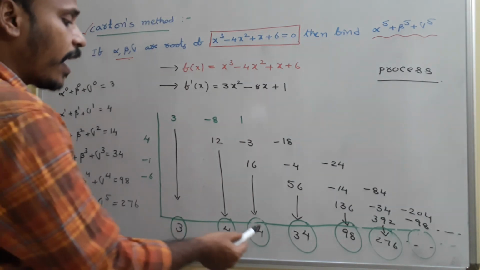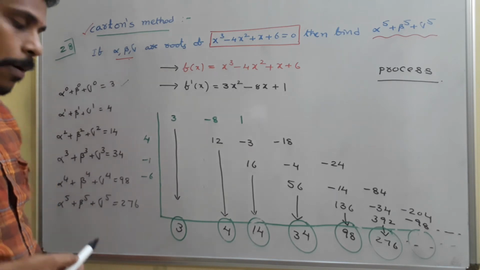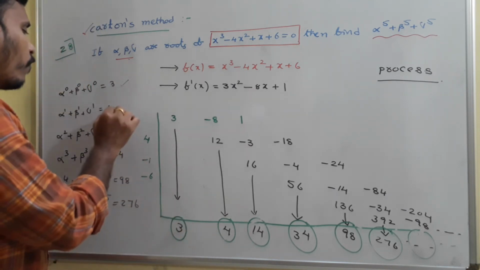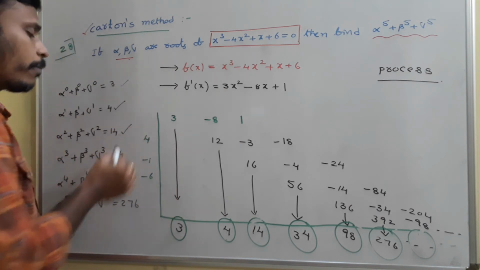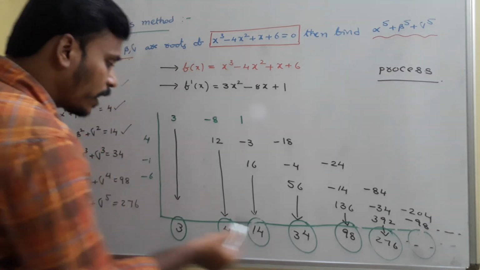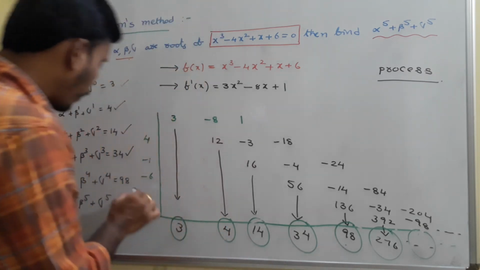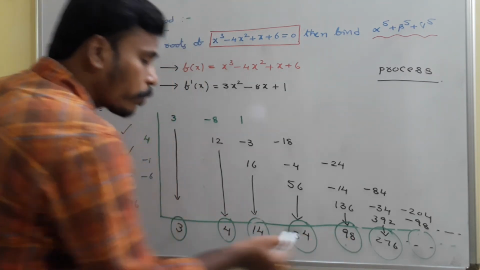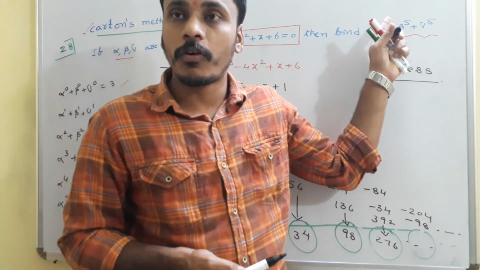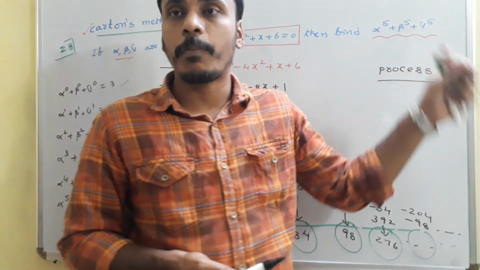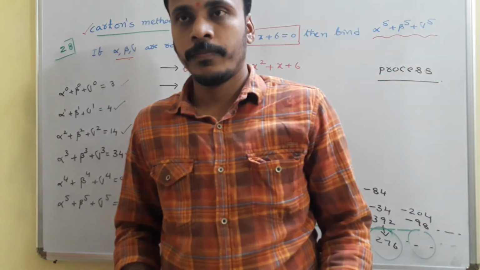All these numbers at the end will represent, this is alpha power 0, beta power 0, gamma power 0. This is alpha power 1, beta power 1, gamma power 1. This is alpha square, beta square, gamma square. And this is the sum of the cubes of the roots, the sum of the fourth powers of the roots, the sum of the fifth powers of the roots. As the question requires us to find alpha power 5 plus beta power 5 plus gamma power 5, that value here is 276. That's the problem.